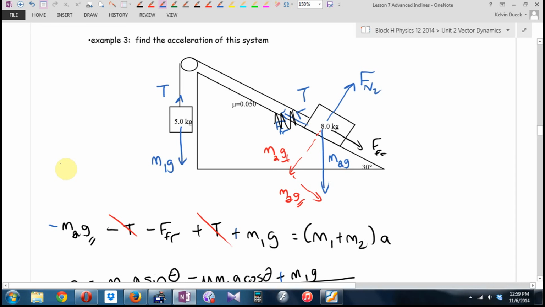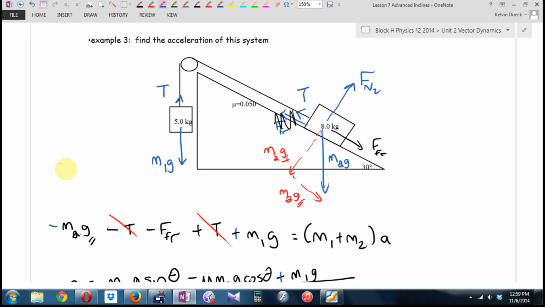Well, in which mass is tension a winner? Mass 1, the 5, hanging, or mass 2, the 8, going up the hill? Mass 2. However, which mass is uglier and has way more yucky forces on it? Mass 1 or mass 2? I'm going to find tension using mass 1, because it's way cleaner. Even though mass 1 is a loser there, I'm going to find tension using mass 1.